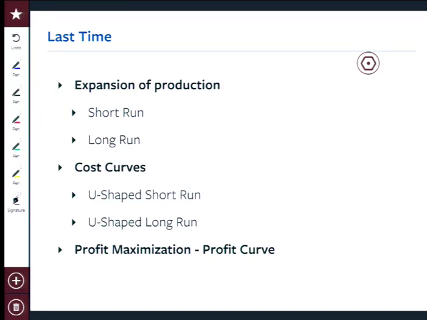In the short run, of course, our capital is fixed, right? We can't just add more capital. We're stuck with the amount of capital we have, so the only way to produce more is by adding more labor. That means in the short run, our expansion path in the labor capital space, where capital is on the y-axis and labor is on the x-axis, is simply a horizontal line at the level of capital that we have.